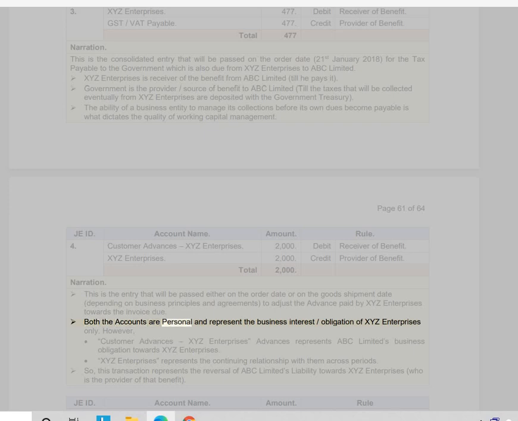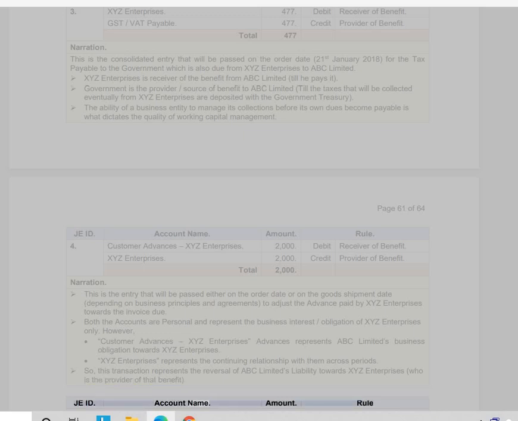Both the accounts are personal and represent the business interest or obligation of XYZ Enterprises only. However, Customer advances, XYZ Enterprises represents ABC Limited's business obligation towards XYZ Enterprises. XYZ Enterprises represents the continuing relationship with them across periods. So, this transaction represents the reversal of ABC Limited's liability towards XYZ Enterprises, who is the provider of that benefit.